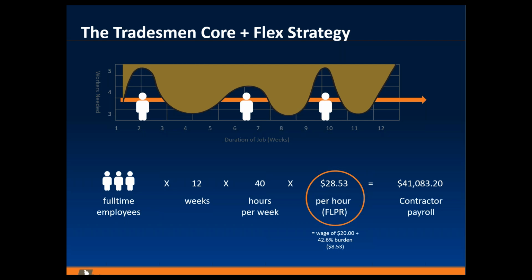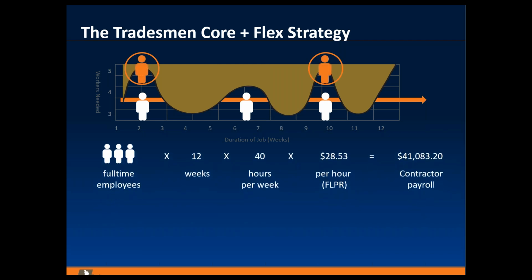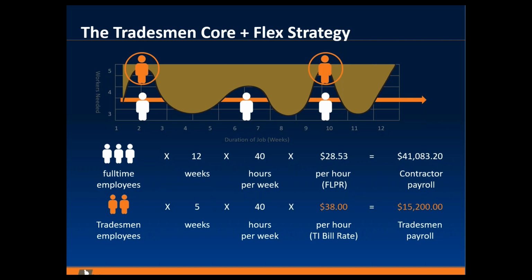So let's run the numbers again. 3 employees, 12 weeks, 40 hours a week at $28.53 is a new total of $41,083.20 for the labor portion of this contract bid. But of course, then there are opportunities where the job is going to scale up and extra workers are going to be needed. And that's that paying for work-to-work velocity that tradesmen can assist with. So 2 tradesmen workers, just for the 5 weeks when it makes the most fiscal sense to be on the project to help get over the cyclical peak.